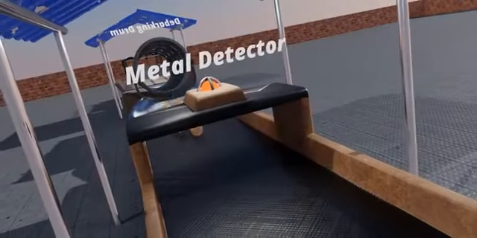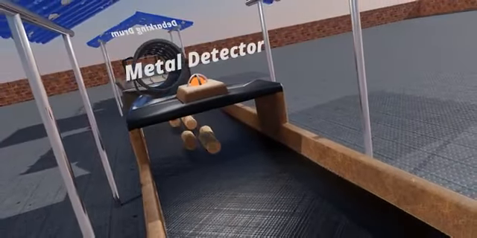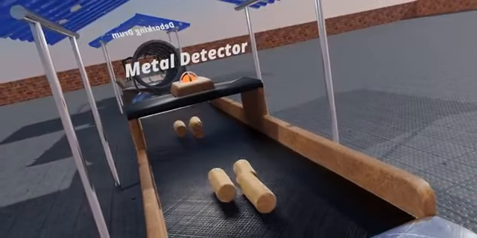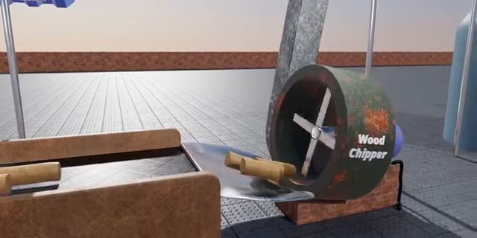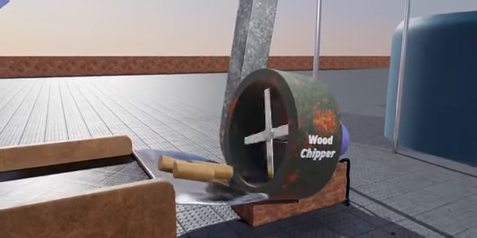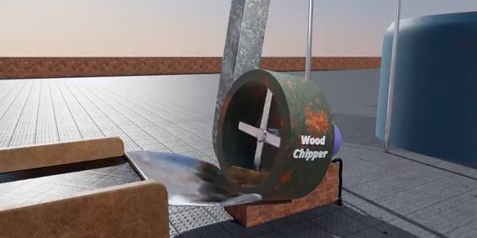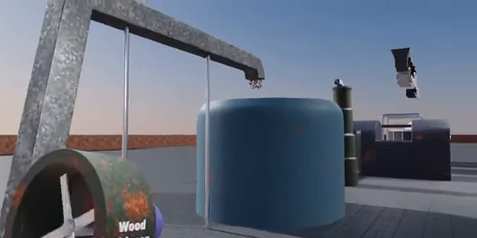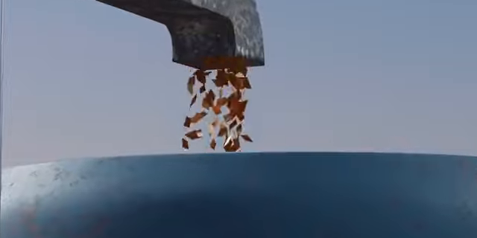Then there is a metal detector that can detect very small pieces of metal. These must be removed. The logs are then fed into a chipper where they fall onto a rotating disc with sharp cutting blades, which converts the wood into small pieces called wood chips.